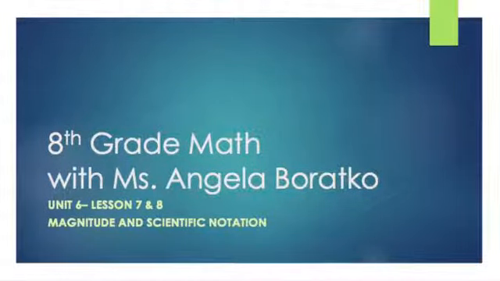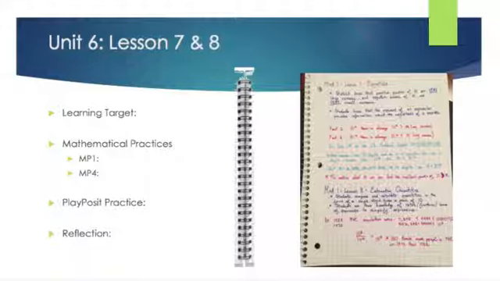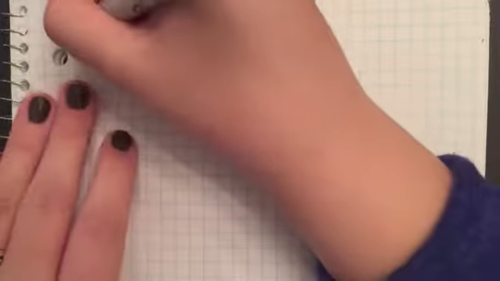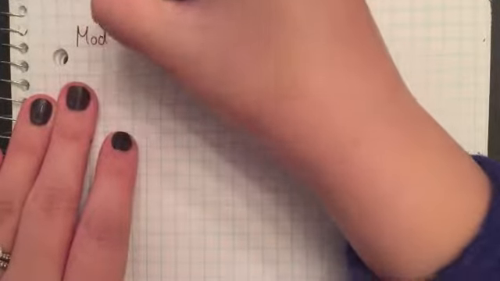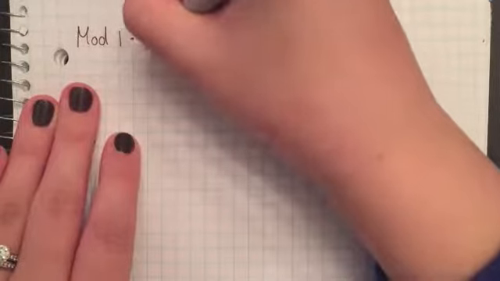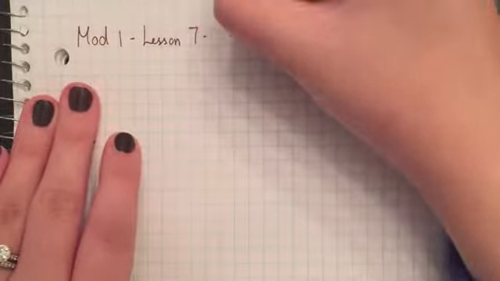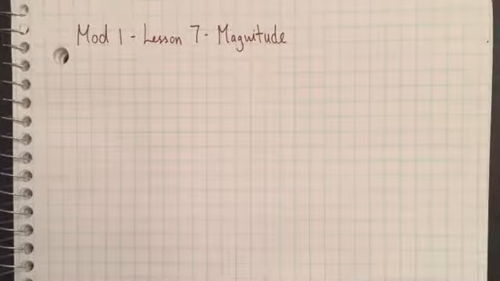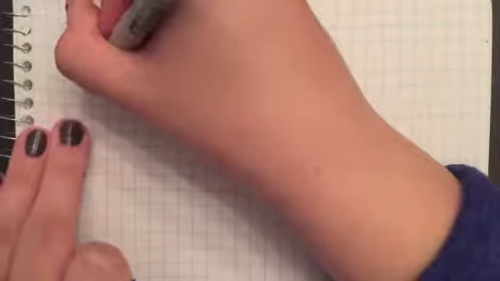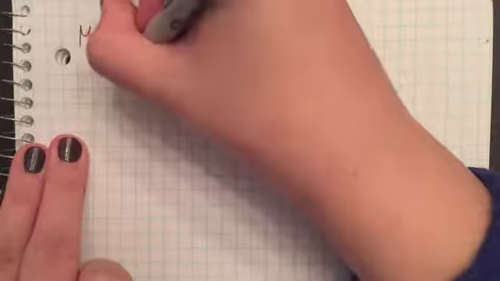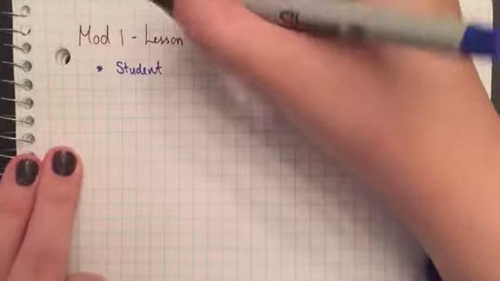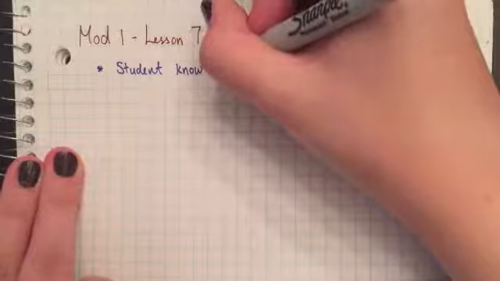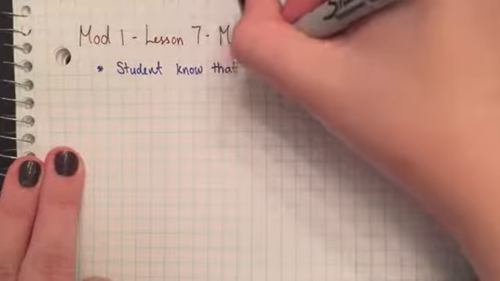Hi everyone, today's lesson is on Unit 6, Lessons 7 and 8, and we're going to start looking at the concept of magnitude. So Lesson 7 introduces us to the idea of magnitude, which is really just the concept of knowing how large or small a quantity actually is.